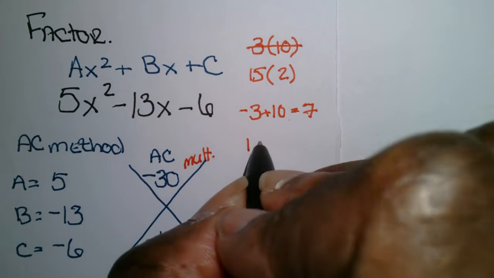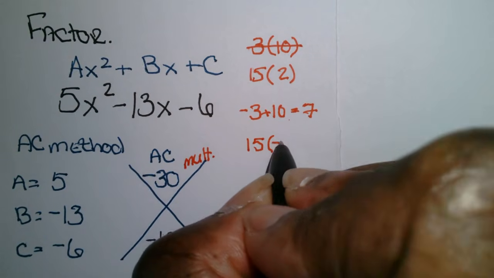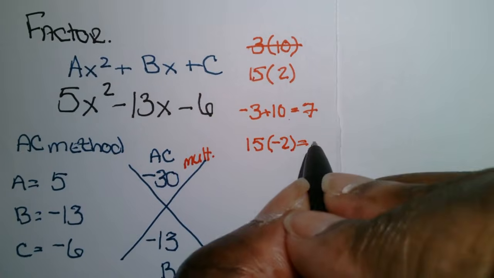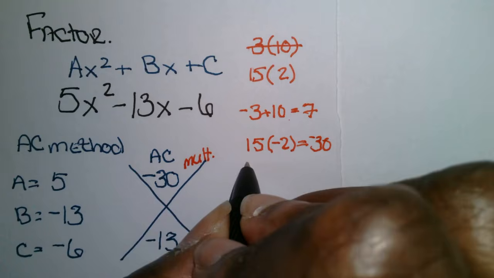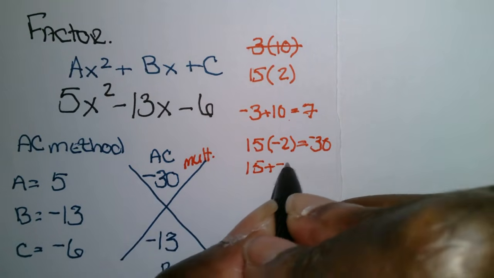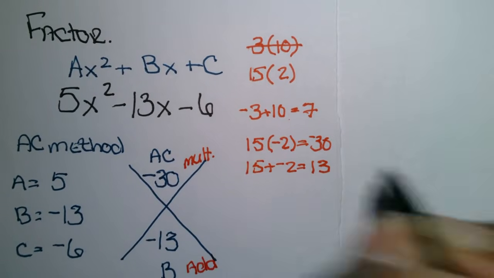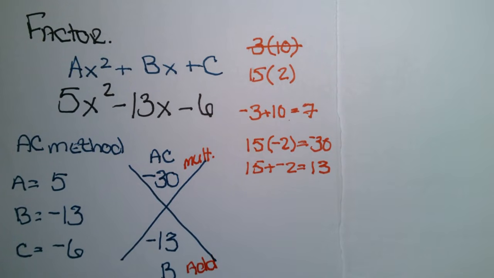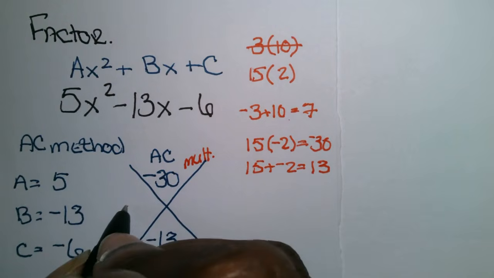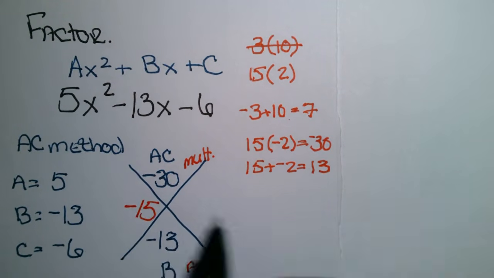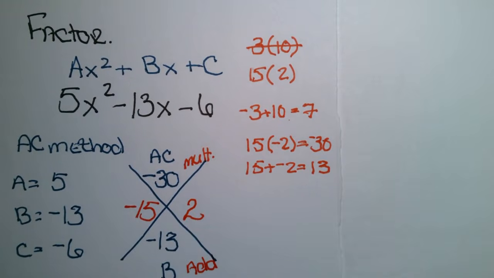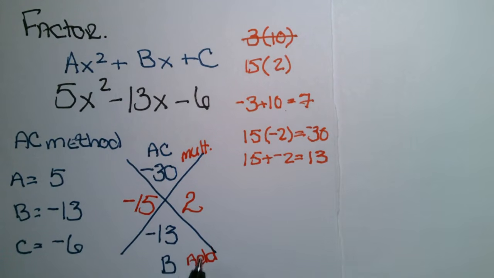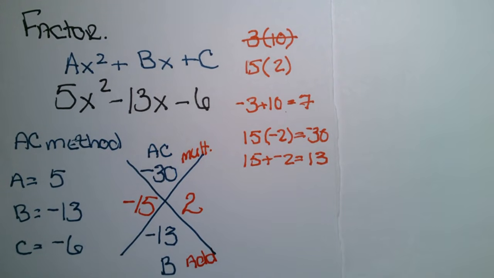But let's say 15 and 2. If I do 15 and negative 2, multiplied will give me my negative 30. But if I add those two together, that will give me a positive 13. But I need a negative 13. There we go. Nice, Lenore. I see you. Okay, user 10, I see you. So that means we're going to be using a negative 15 and a positive 2. This is the hardest part about factoring, the multiplication, each and every time.